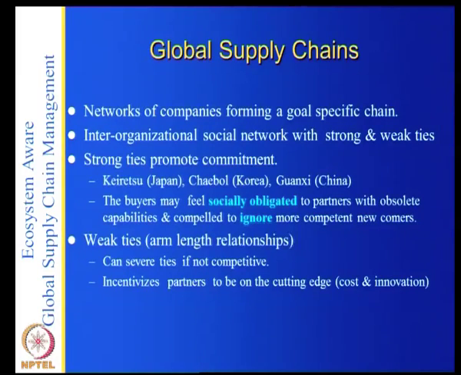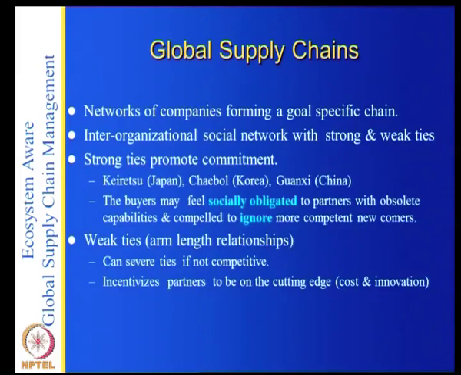So when you are looking at these global supply chains from the perspective of social networks, you get very interesting results. In the inter-organizational social network literature, which basically concentrated on small linkages between small hospitals, big hospitals, and also the educational institutions, and so on, they are called loosely coupled systems. But here, when you apply it to supply chains, it gives you interesting results.